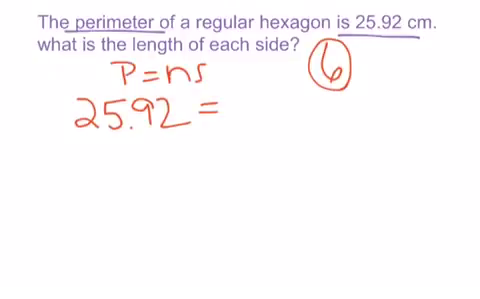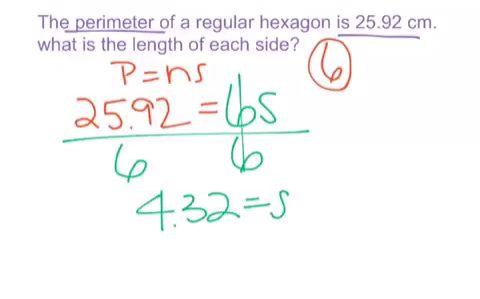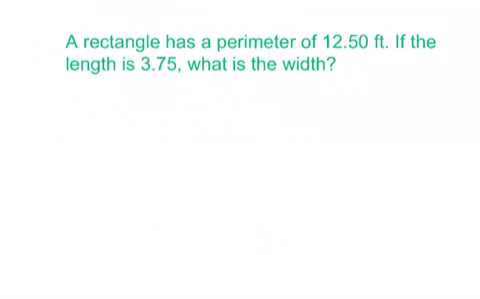Okay, we know our number of sides, just 6. But we don't know the side length. That's what we're trying to solve for. So we set it up just like this. I'm going to divide by 6 on both sides because I want to cancel that out to solve for s. 25.92 divided by 6 is going to be 4.32 equals s. So your side length on a hexagon that has a perimeter of 25.92 is going to be 4.32 centimeters.